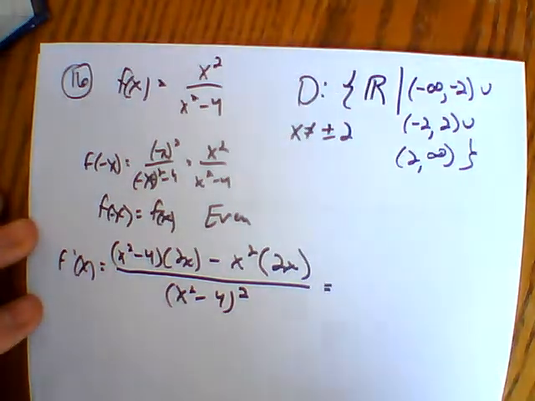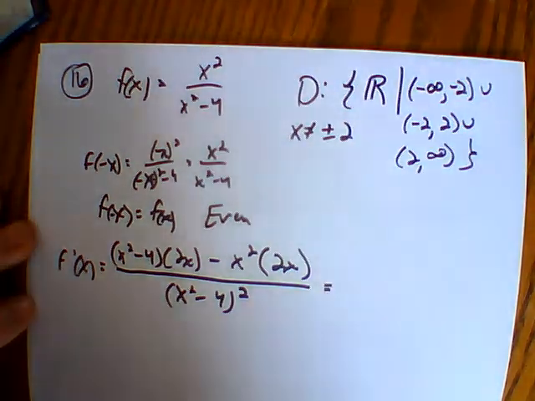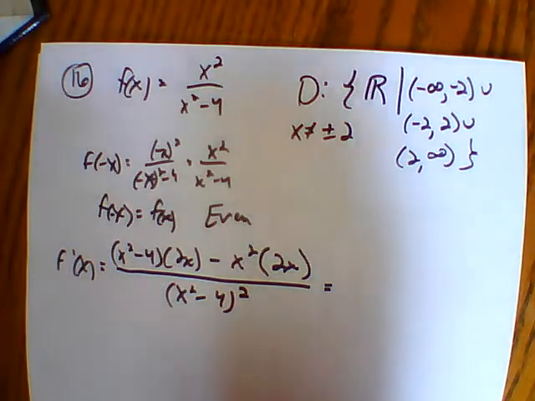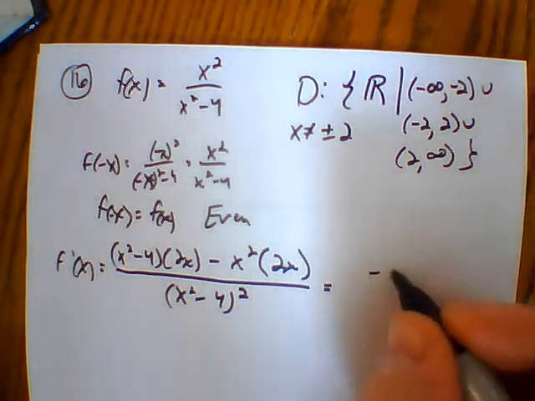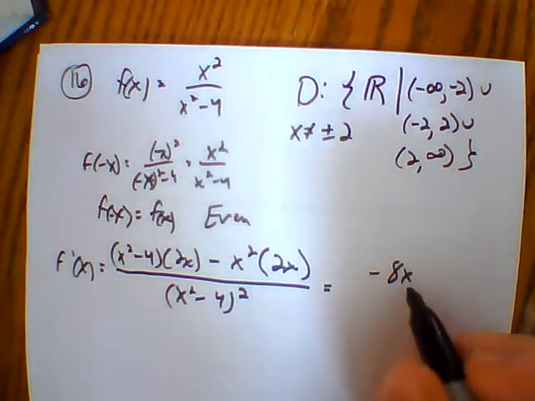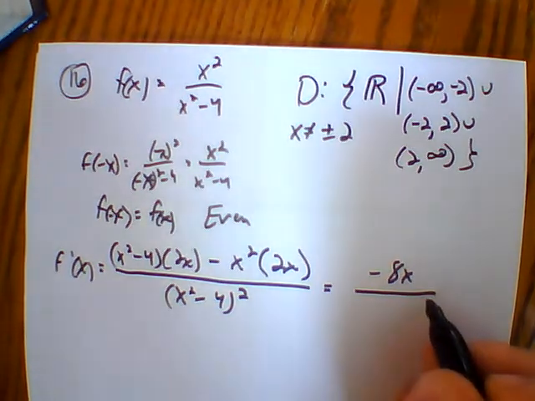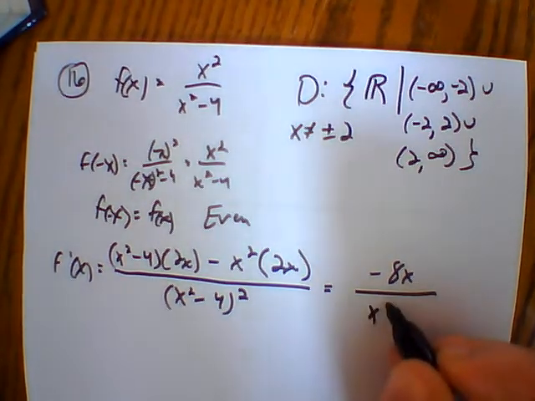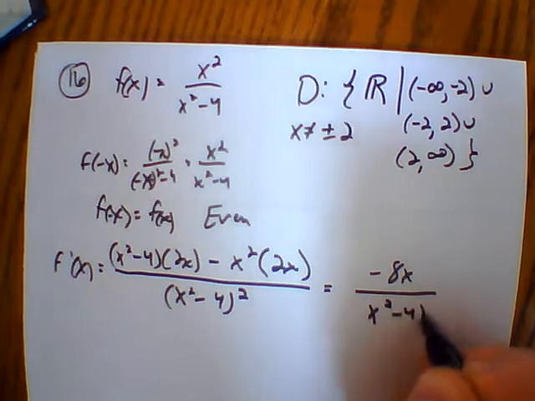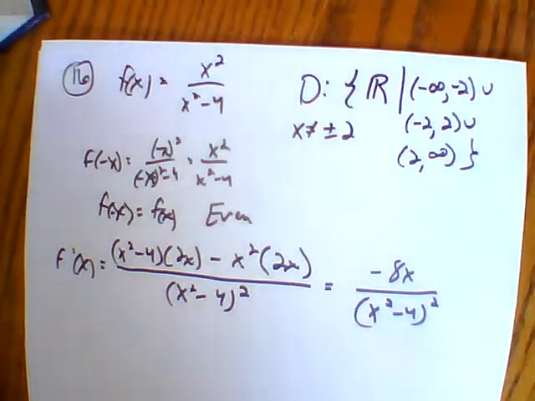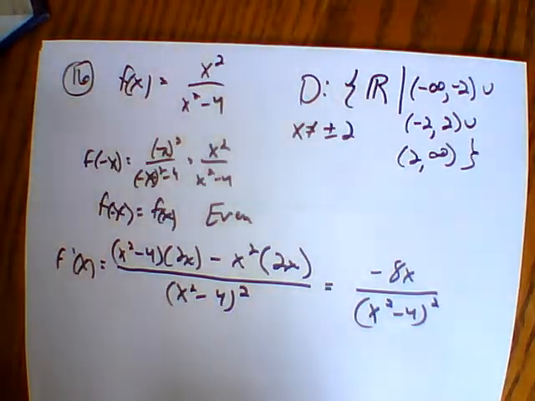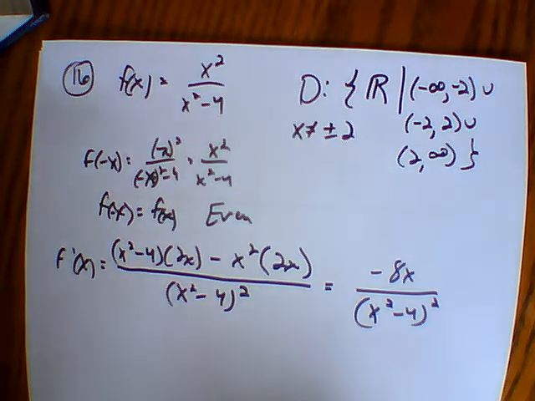In simplifying this, once again for time purposes, I have this answer written. As we simplify this, we would get negative 8x over x squared minus 4, the quantity squared, just distributing out and looking at this.